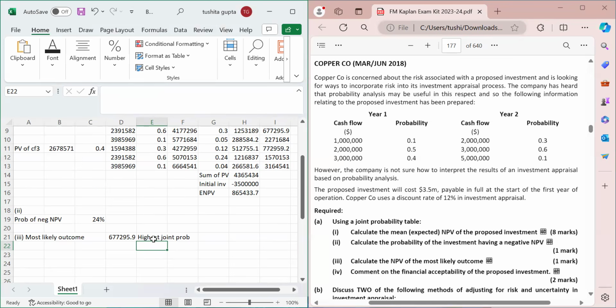Now this is worth 2 marks. So what you will do over here is you'll first tell what the decision rule is, and then you will give your own decision that what will happen over here. So if you see that the mean or the expected NPV that we have worked out is positive, so the proposed investment is considered to be financially acceptable.